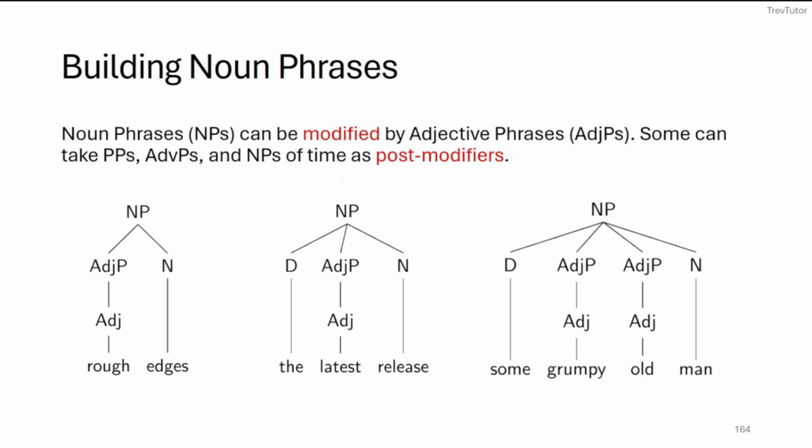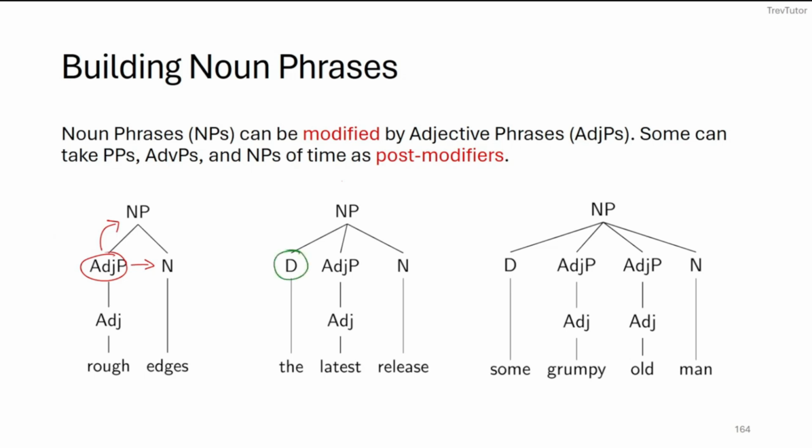So in the case of rough edges, we see two things. We see an adjective and we see a noun. This means we're going to need to build a noun phrase and an adjective phrase. The only question is which order do they attach in? Well, when an adjective phrase is describing a noun, it is going to be a sister to it in the tree. In other words, it's going to connect under the noun phrase because the adjective phrase is modifying the noun phrase. In the case of the latest release, we see something with a determiner as well.